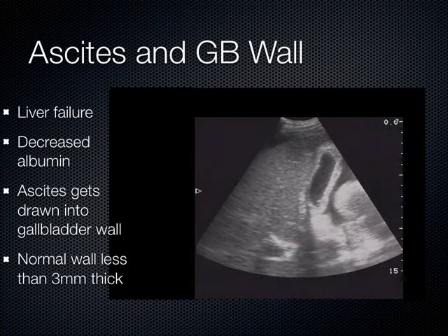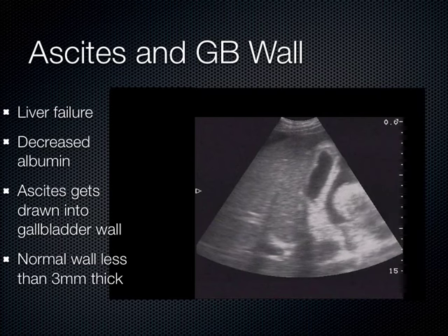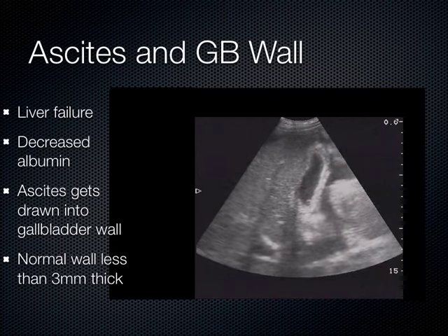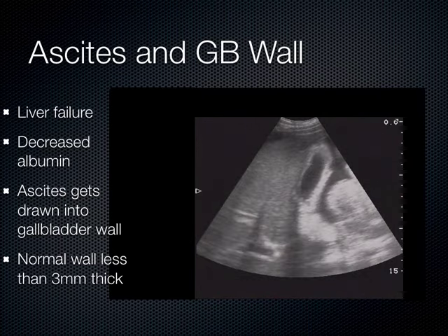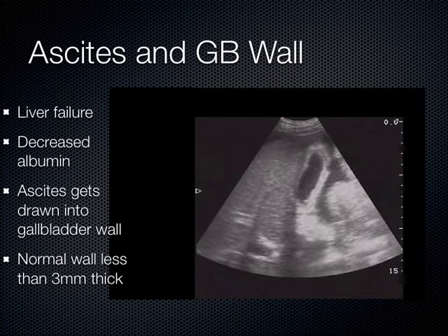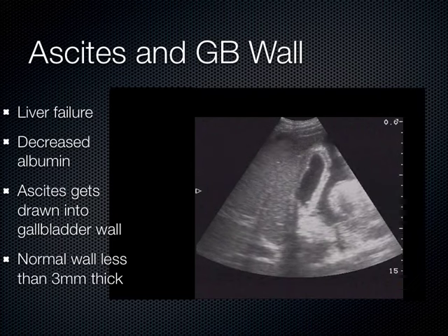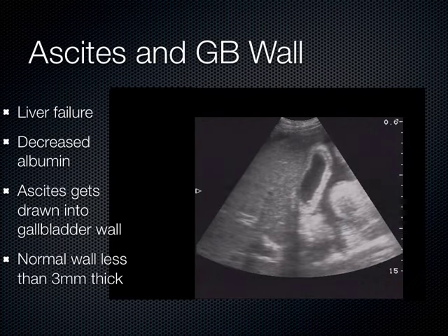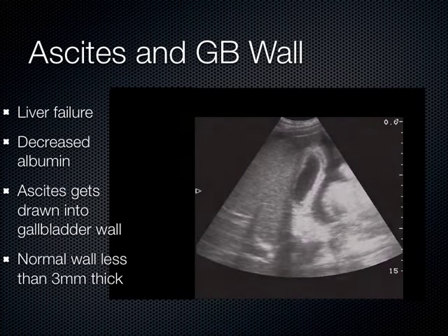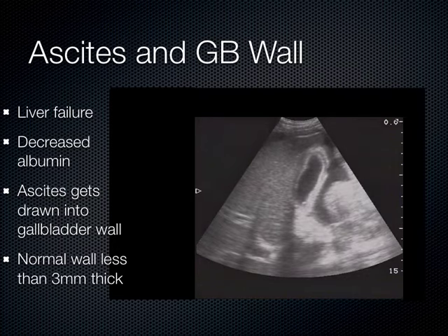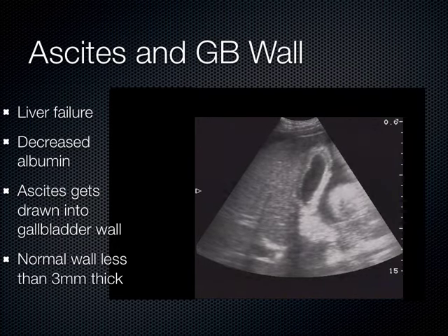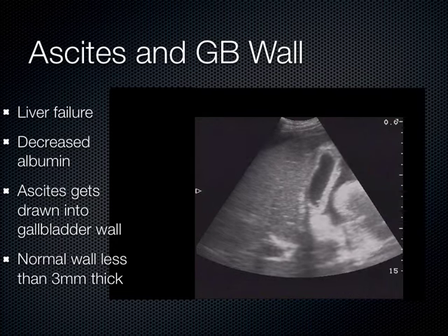Now, normally a gallbladder wall should be less than 3 millimeters, and if somebody has acute cholecystitis or an acutely inflamed gallbladder, then in an infectious situation, the gallbladder wall gets thicker than 3 millimeters, certainly greater than 5 millimeters. Patients are likely going to the OR that day to have their gallbladder taken out. But ascites can just normally cause the gallbladder wall to thicken.